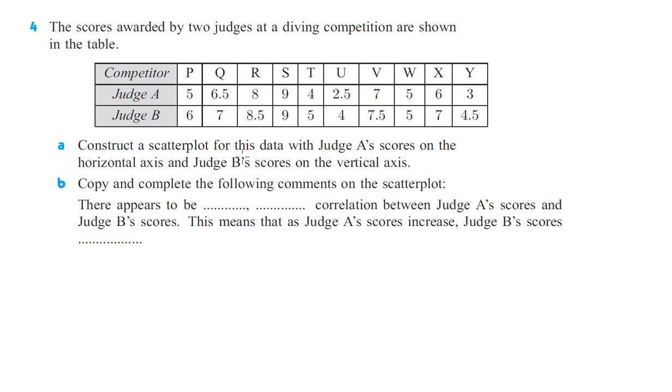All right. 4, scores awarded by 2 judges of a diving competition are shown in the table. Construct a scatter plot for this data with Judge A scores on the horizontal and Judge B on the vertical. Okay, so let's sketch another one of those.